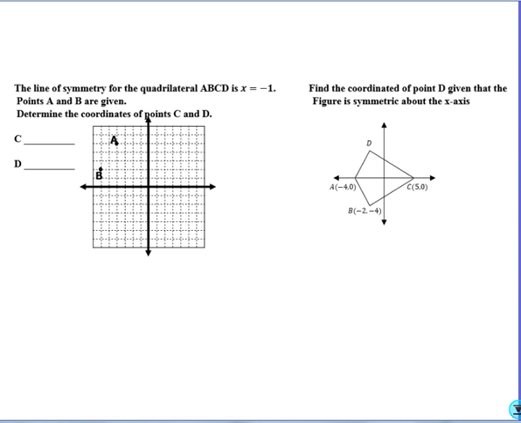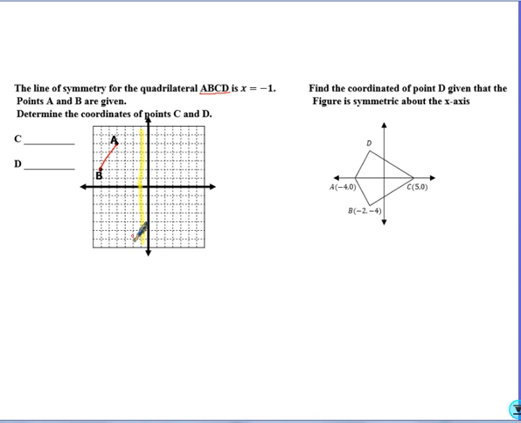So here are some problems that we can look at based on symmetry. It says the line of symmetry for a quadrilateral is at x equals -1. So x equals -1 is this line right here. So we're saying that's the line of symmetry. That's the line that cuts this figure perfectly in half. And we have quadrilateral ABCD. So we have to go A to B, and then from B, we have to go to C somewhere.